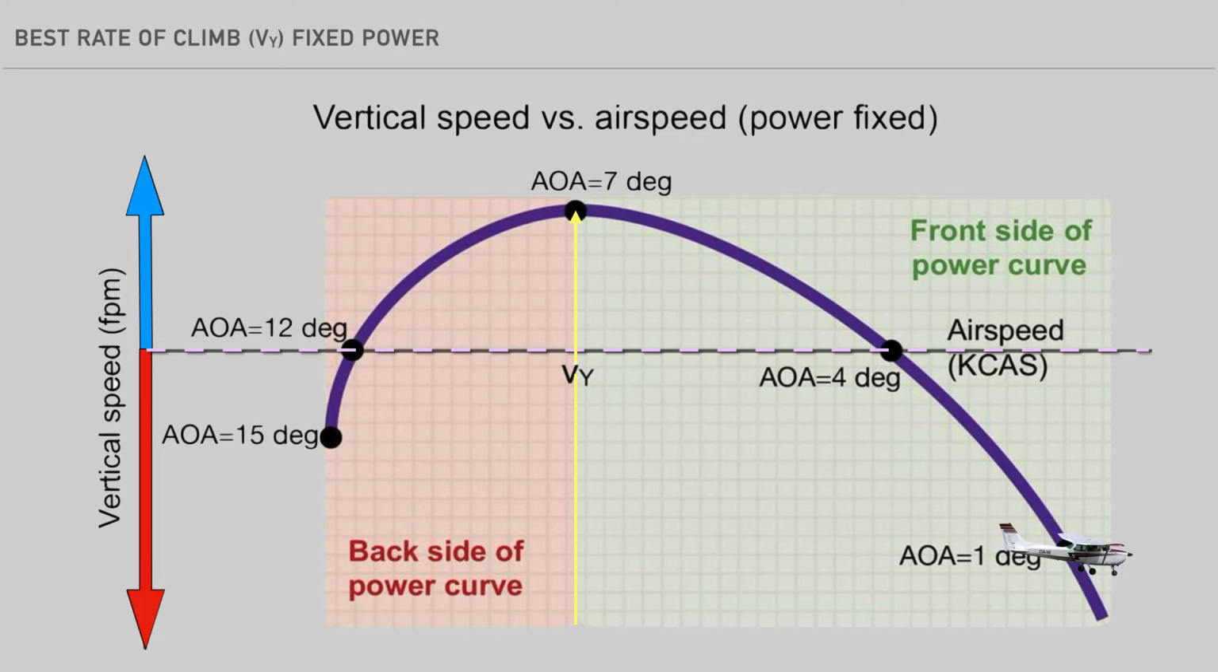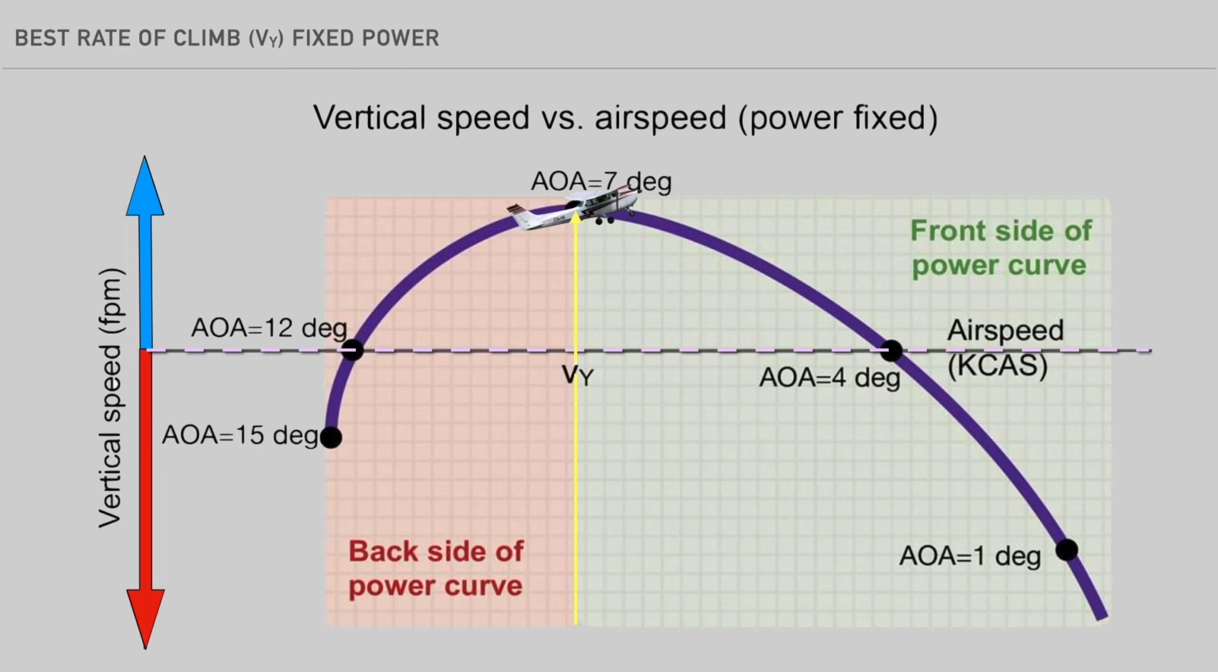The plane begins with a 1 degree angle of attack corresponding to a descent at a particular airspeed. As the angle of attack is increased by back pressure on the yoke, it begins to generate more and more lift, and at about 4 degrees, it could sustain level flight. As the nose of the plane is raised further, it begins to climb at the expense of decreasing airspeed. At that airspeed corresponding to Vy, we have the best rate of climb in this configuration.